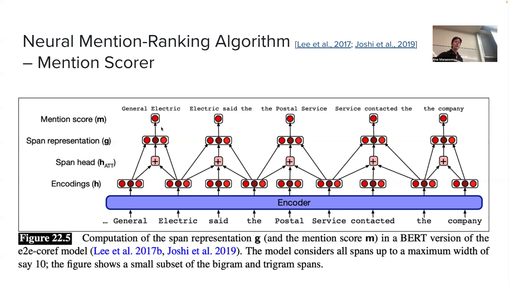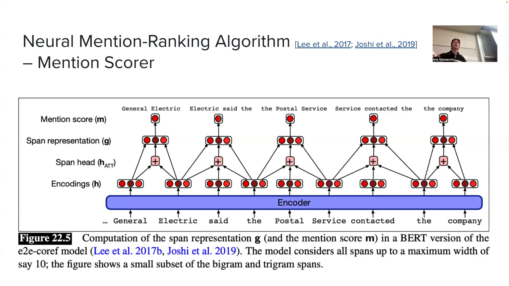So here, if this is, let's say, a 900 dimensional vector, we will multiply it with a matrix of the size 900 times either one or two, depending on whether you also want the probability of not being a mention, or you're just interested in the probability of being a mention. In here, they are just interested in one probability. So we are actually doing the product with a 900 dimensional weight vector, and we are going to get a single number, which is the score, the likelihood of this span being a mention or not. Okay. So you see how here we have General Electric, and above it a single number. Then here, the phrase associated with this number is "electric said the", and so on.